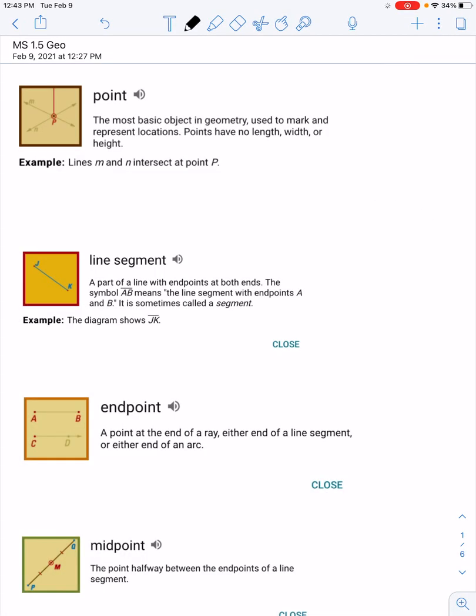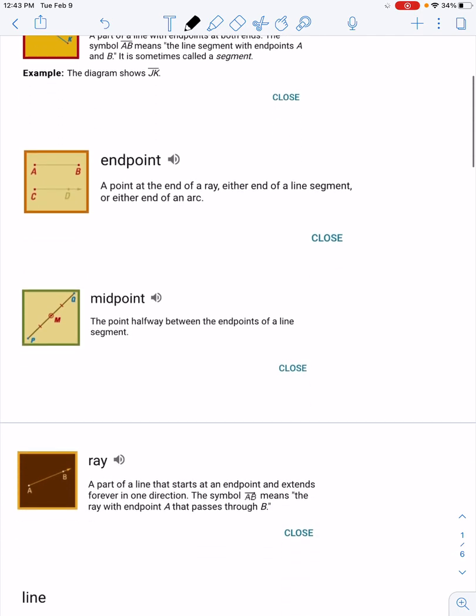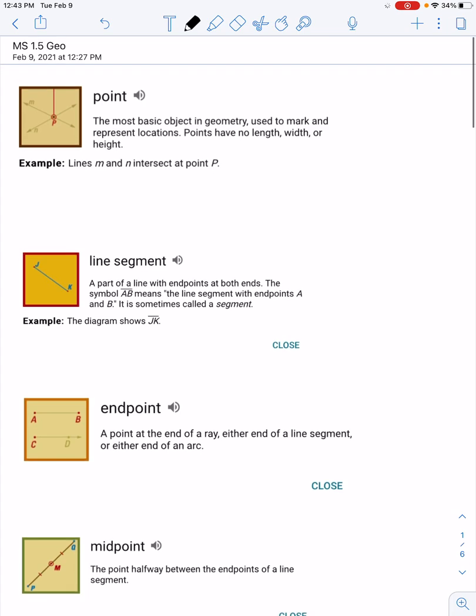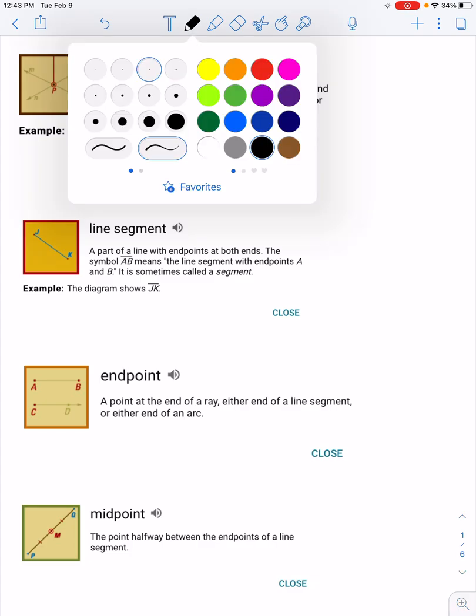Okay, so this is for geometry, lesson 1.5, and what I've done is taken all of the big things that you need to know from this lesson on Apex, and I've copied and pasted them in here. So that's why it looks similar to what you see on Apex. Think of this as a study guide, and then we'll do some little notes off to the side here, okay?